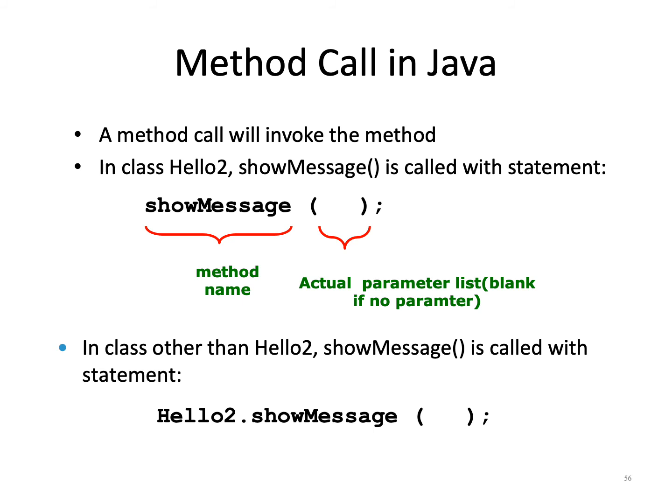By making the method call, it will invoke the method. Within the hello2 class, showMessage can be called by the method name. If we are in another class other than hello2, to invoke showMessage, we have to write the class name, which is hello2, and then .showMessage. This basically means we want to call showMessage method that is contained within the hello2 class. Think of it as the path to find the method.